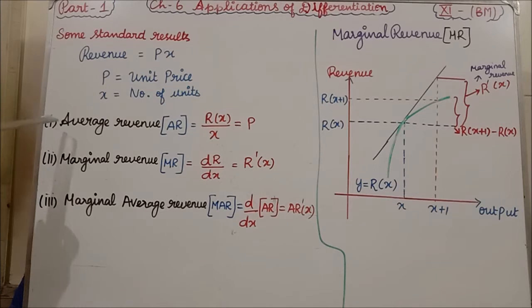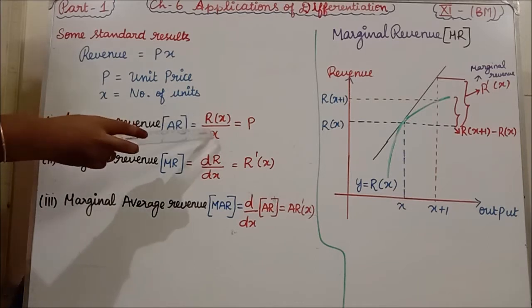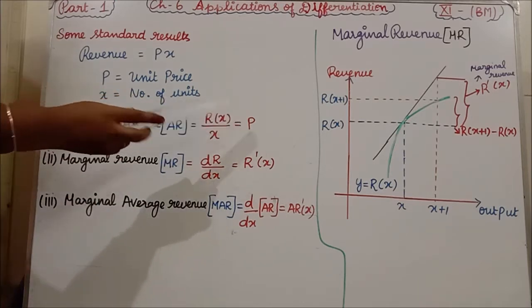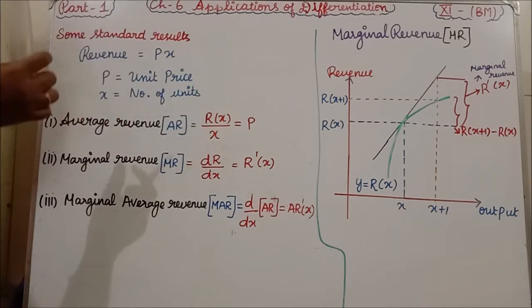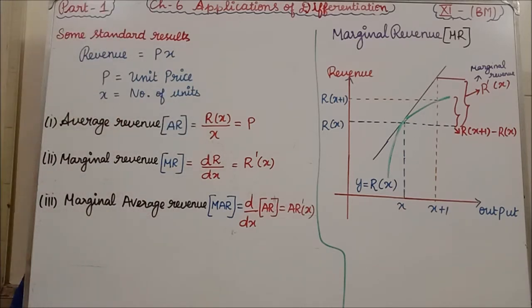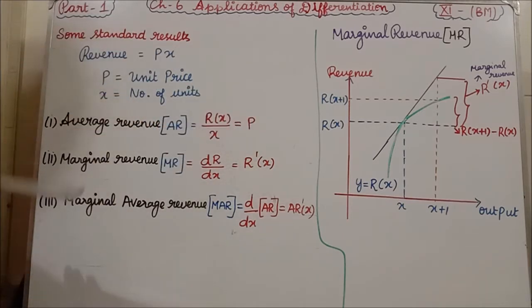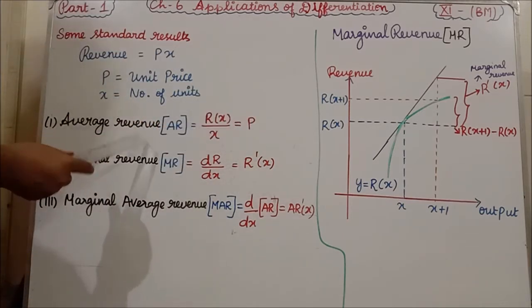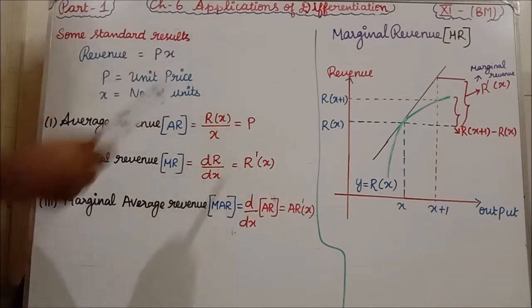In that we have average revenue. Average means, as I told you, you have to divide the revenue by X. That is the average revenue. If you divide the revenue by X, you will get the unit price again. So we say average revenue is equal to price, the unit price.